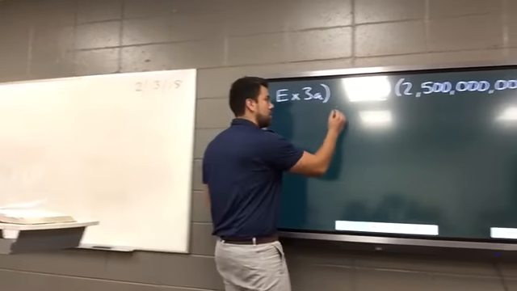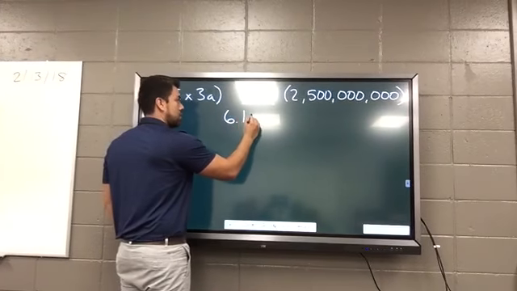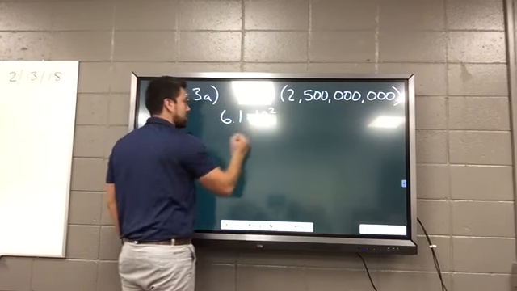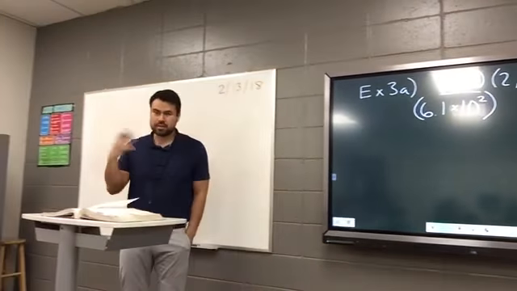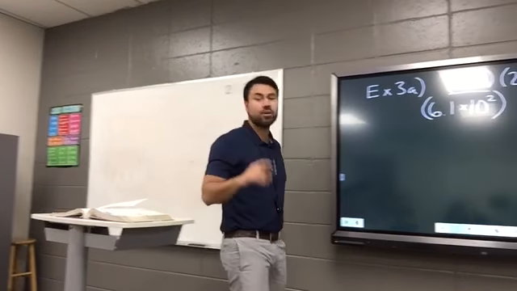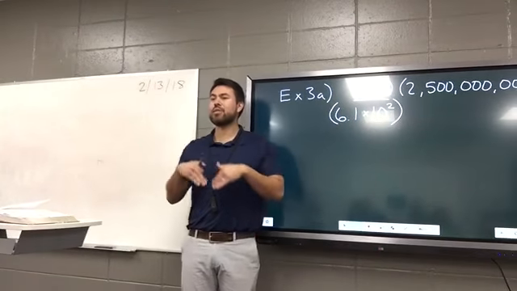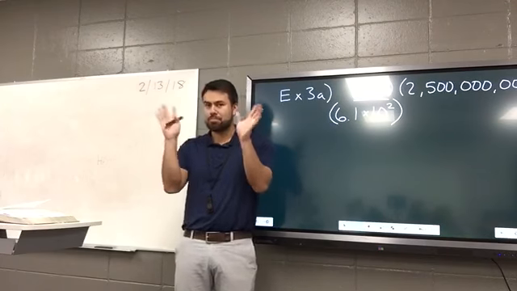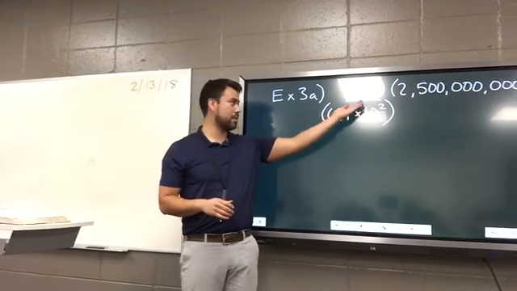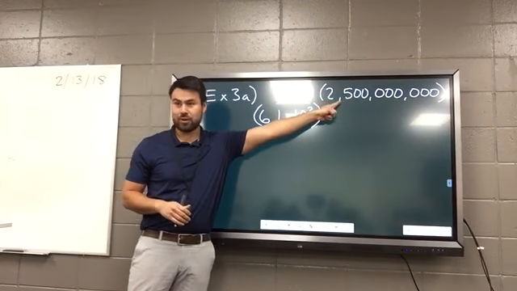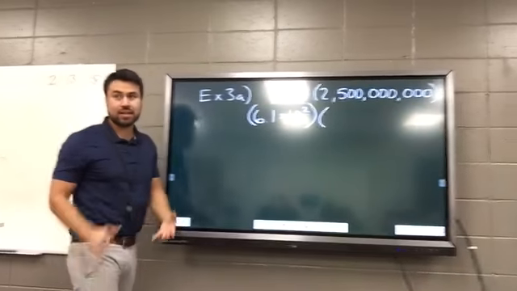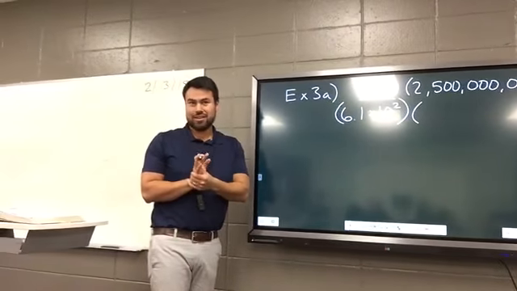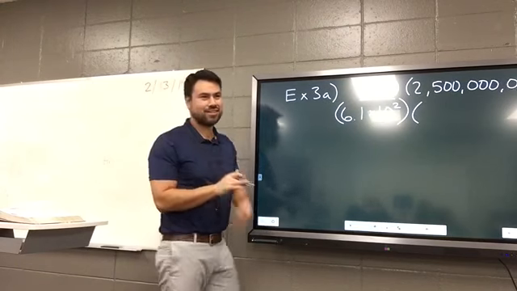Jenna? 6.1 times 10 to the second. That is correct. 6.1 times 10 to the second. It's a big number. And when I say big, I mean bigger than 1. Anything that's bigger than 1 is a big number. A lot of them are going to be big, and some are going to be very big. How would you write 2,500,000,000 in scientific notation? Brian, do you know?